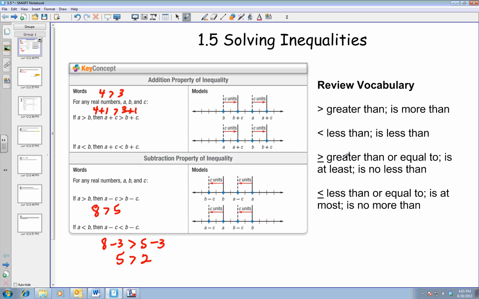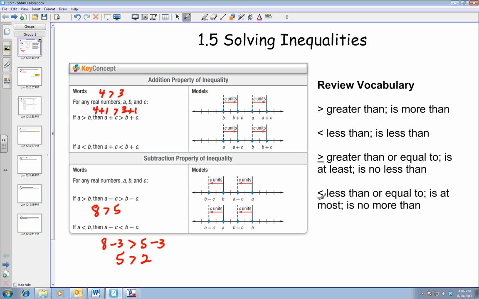Greater than or equal to has the line underneath it. Some more words that might be used for greater than or equal to would be is at least or is no less than. So if I have at least $5, that means I have $5 or more than that. If I have no less than $5, I have $5 or more than $5.